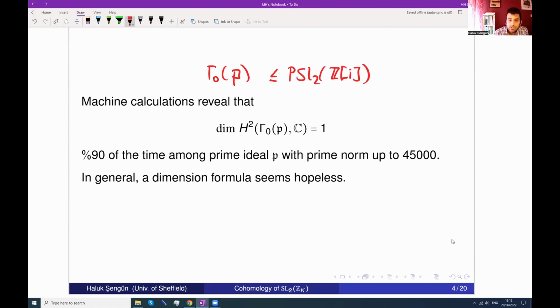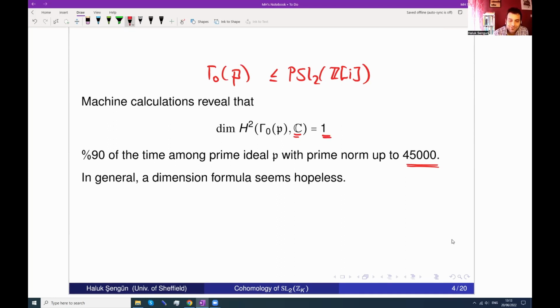And I'm computing the cohomology with trivial C coefficients. That's the simplest weight, right? And go up to norm 45,000. So you get like 5,000 or so ideals in this range. And you compute the dimension, it's always 1.